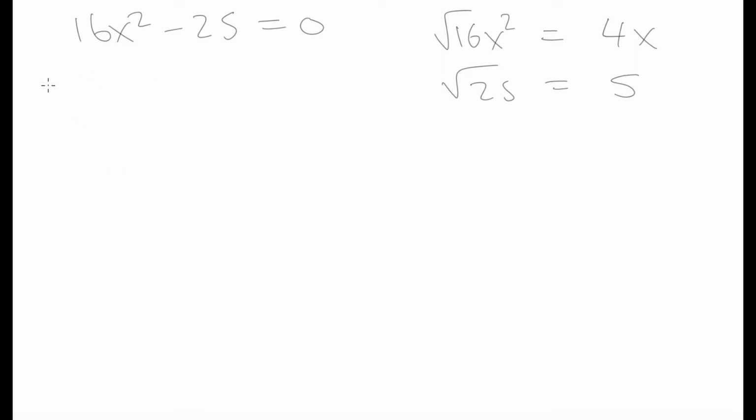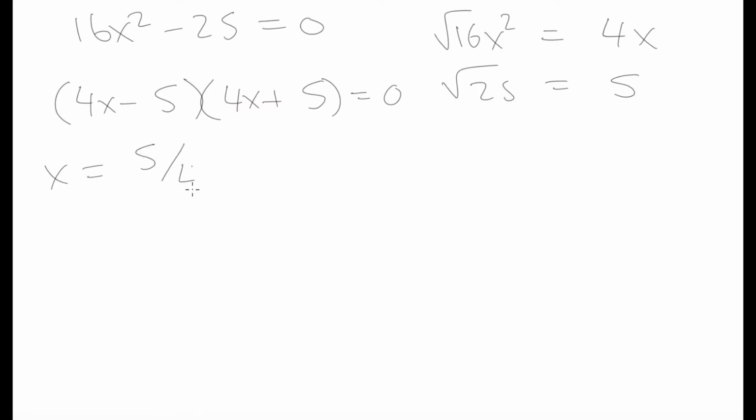And we'll recall that when we are factoring a difference of two squares, the way that we're going to do that is by taking the square root of each of our perfect squares, and we're going to have a bracket in which we add those together and a bracket in which we subtract those together. So we're going to have 4x minus 5 and 4x plus 5. And now if we are setting that equal to 0 and we're trying to solve for x, we're going to have x is equal to 5 over 4, or x is equal to negative 5 over 4.